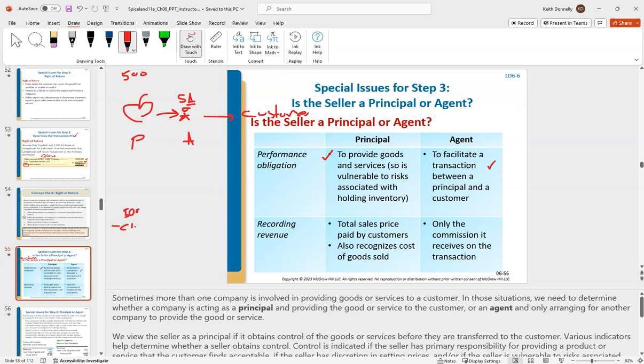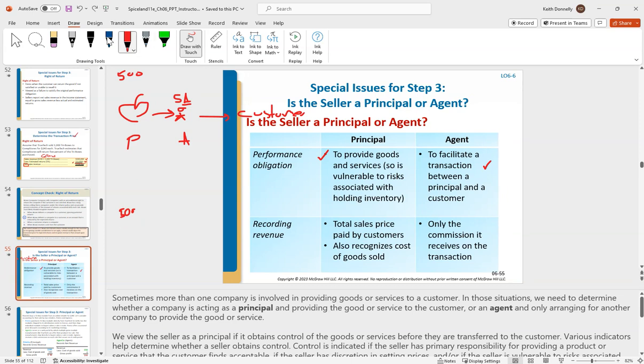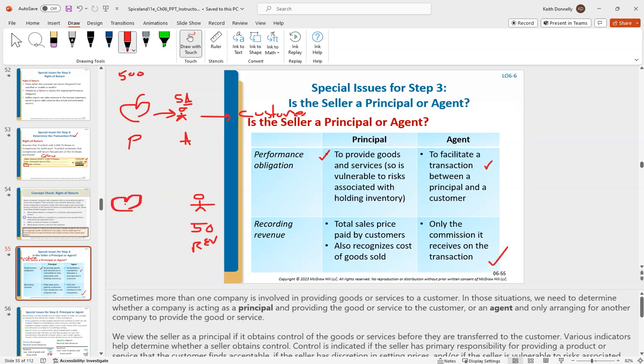He's going to get a 10% sales commission, right? So let's change this. He sells it for $500, so he's going to have $50 of revenue from his point of view. From Apple's point of view, they'll have $500 in revenue.